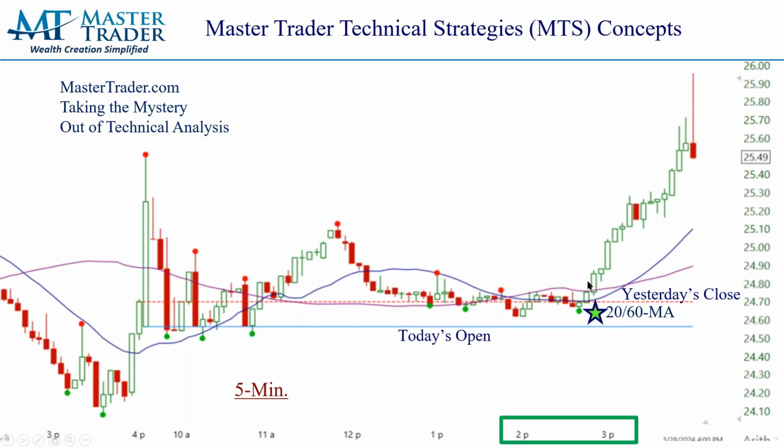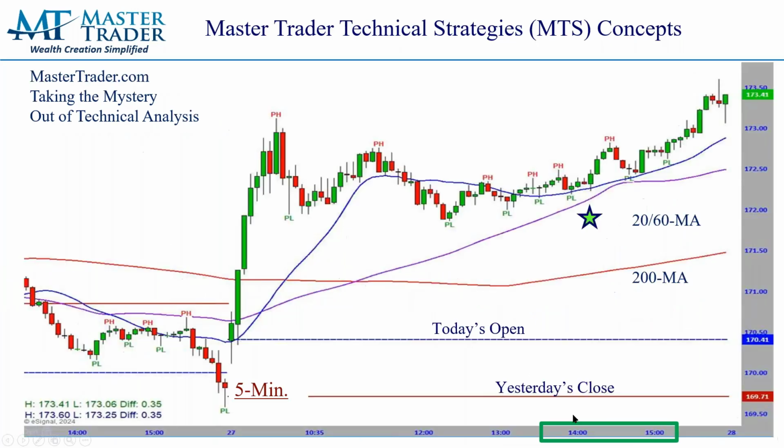Buy it. Stop below here. Then you get a little one. Here's your 1, 2, 3 igniting, and it's moving up. But it's built this big base. A lot of these moves happen after 2 o'clock. Here's another one.